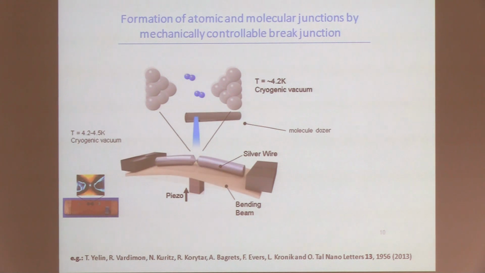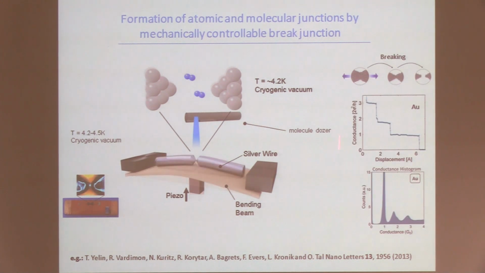So this is the basic technique, and this is one of the characteristic breaking traces of a gold junction, where you can see very nice conductance steps. Then we collect almost 5,000 to 10,000 breaking traces, and we can construct a histogram. In the histogram you can see very nice conductance peaks at 1, 2, 3 G0, and that histogram is the characteristic of any metal in a break junction. For example, if you use gold, you will get this kind of histogram; if you use silver, you will get a different histogram. So the histogram is a kind of fingerprint of any metal.